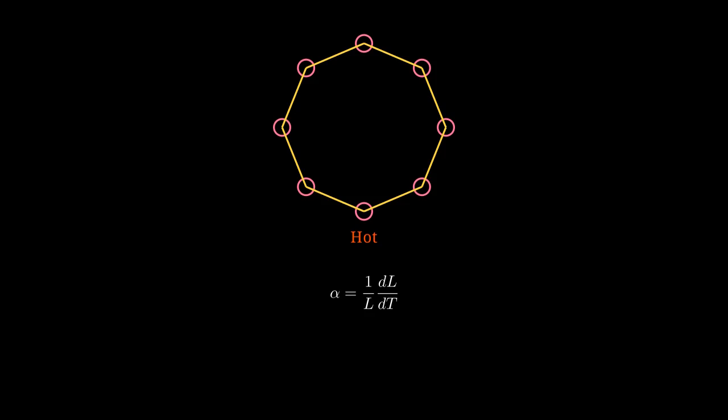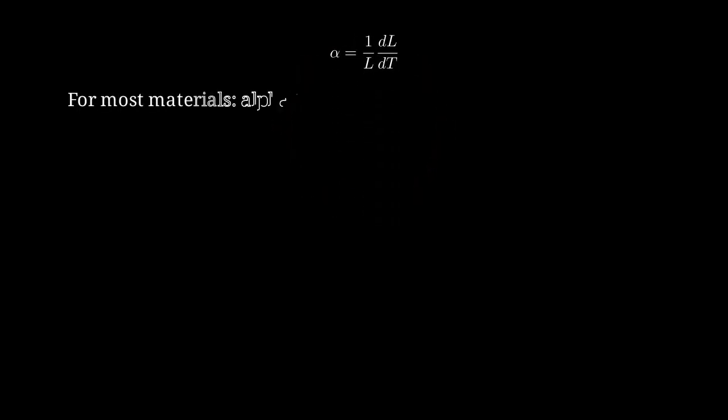The coefficient of thermal expansion, alpha, measures how much a material's length changes per degree of temperature change. For most materials, alpha is positive, meaning they expand when heated. Typical values range from 10 to 30 parts per million per Kelvin.